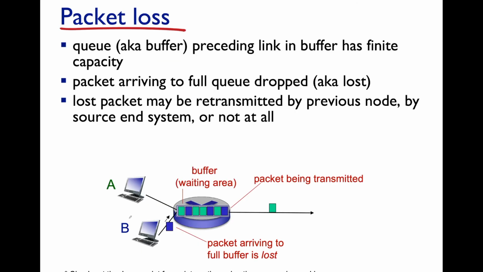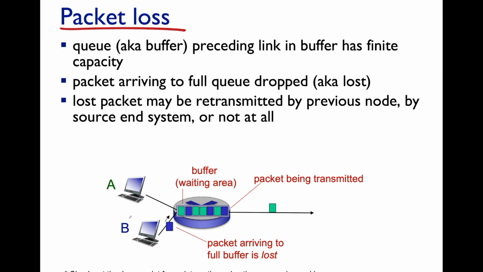So let's take a look at packet loss. So when you have queuing in play and you have a buffer, buffers have finite capacity, they're not infinite, you have real resources on machines. If you arrive as a packet to a full queue, you get dropped. And if you drop a packet, well, along the previous hop, it could retransmit, but most systems don't do that.